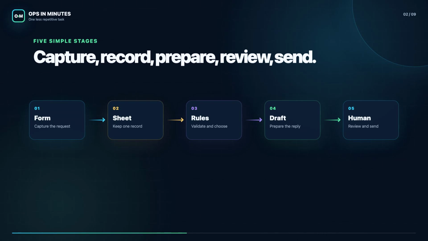The script validates the required fields, chooses a rule-based template, and creates a Gmail draft. The owner reviews that draft, edits anything that needs judgment, and clicks Send manually. If the script fails, the lead still remains visible in the sheet, so the automation cannot quietly erase the work.